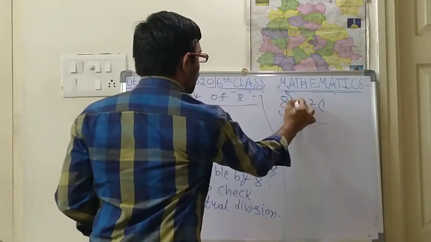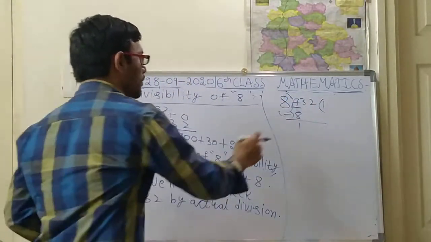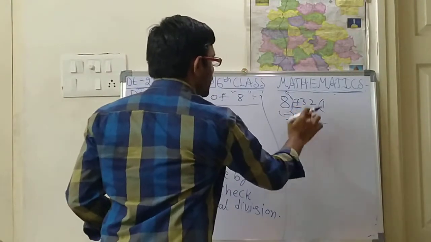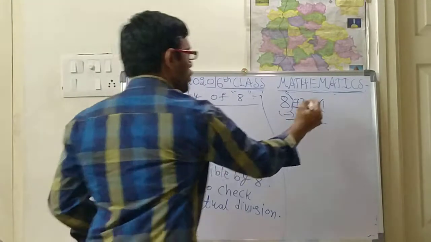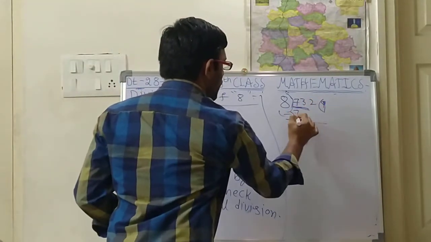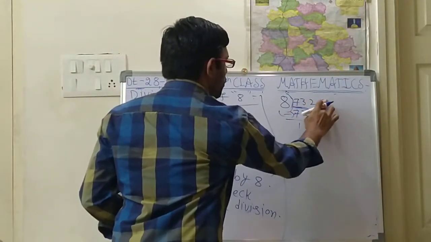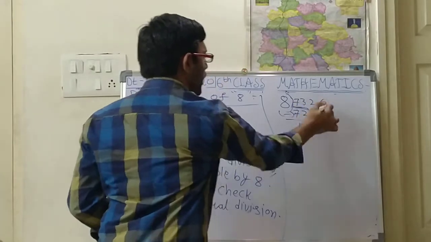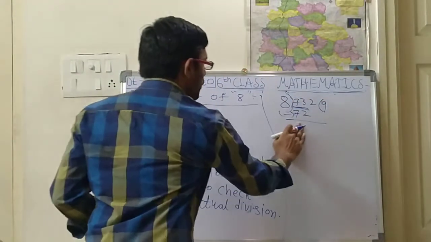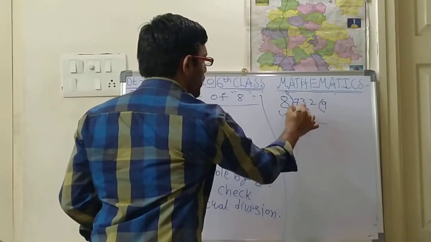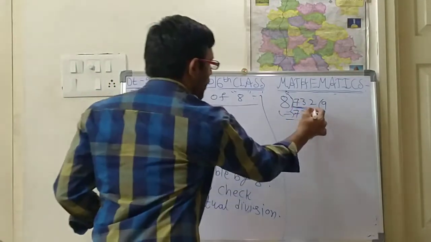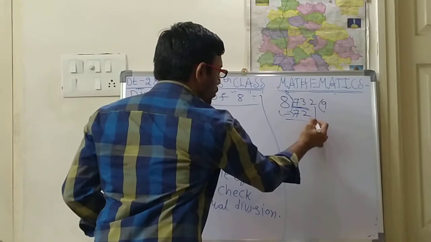Actually here it is 7, so we are supposed to take the two digits, 73. 8 nines are 72, is it right children? 8 nines are 72. So 73 minus 72 is 1. 3 minus 2 is 1, 7 minus 7 is 0. Next, one more digit is there, take 2 down.